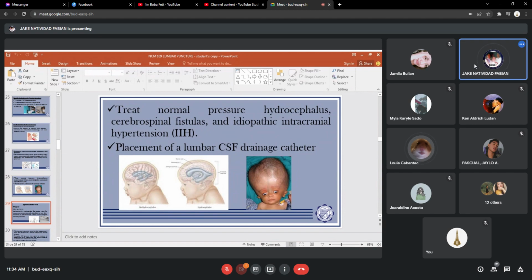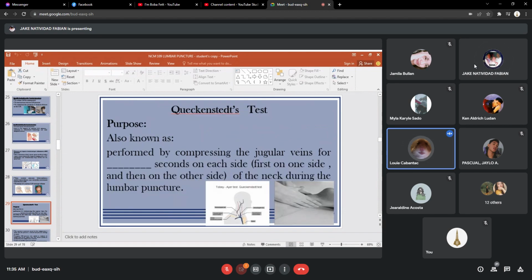Sir, teka lang po. Yung sa nitrazine po, so pag no changes po, alkaline, ibig sabihin may CSF po dun sa paper. Ibig sabihin, positive siya for CSF. Check na natin, double check na natin. Positive siya for CSF. Wait lang. Opo, sir. Verify na natin. Nitrazine, CSF.